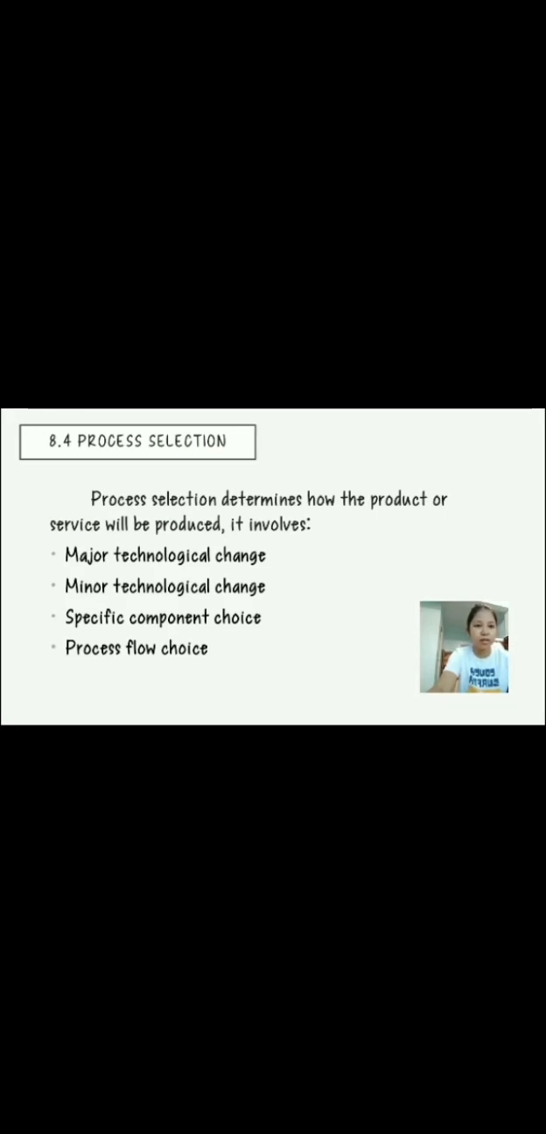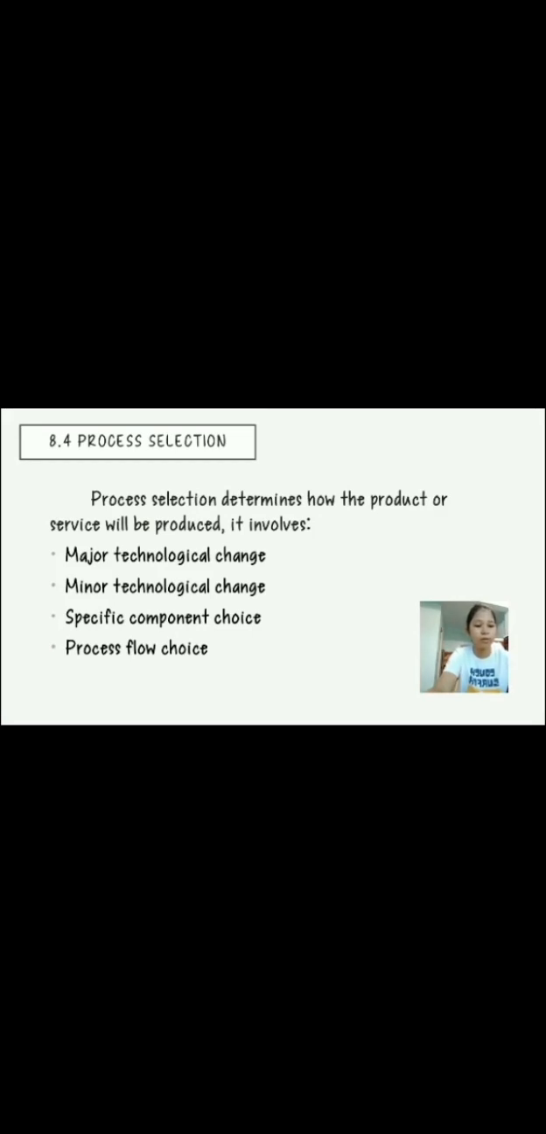So process selection involves major technological change, minor technological change, specific component choice, and process flow choice. In major technological change, it refers to decisions about the tools, software, and technologies to be used to develop, launch, or maintain a product.